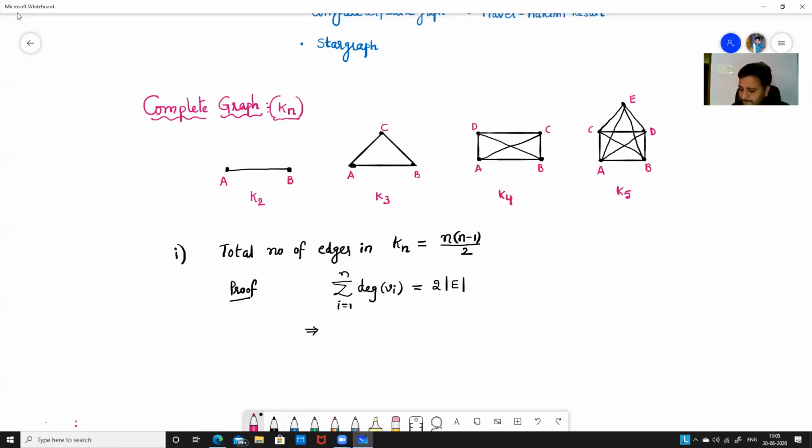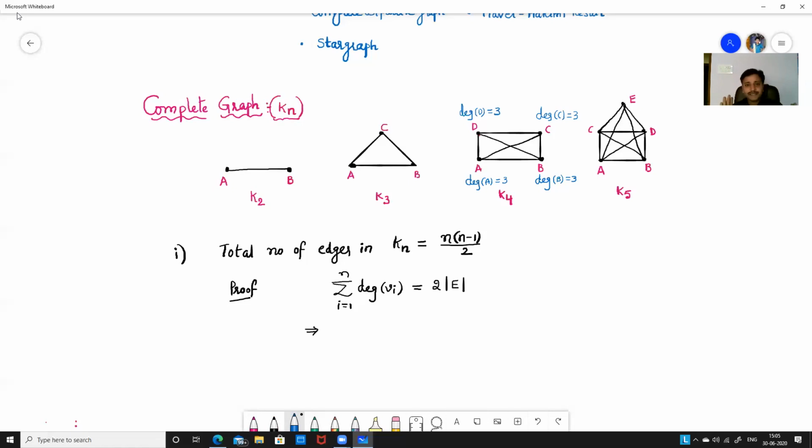Verify this. For example, please take K4. What is the degree of A in K4? 3. So clearly, the degree of A is equal to 3. The degree of B is also 3. The degree of C is also 3. And the degree of D is equal to 3. Sorry for the mistake.